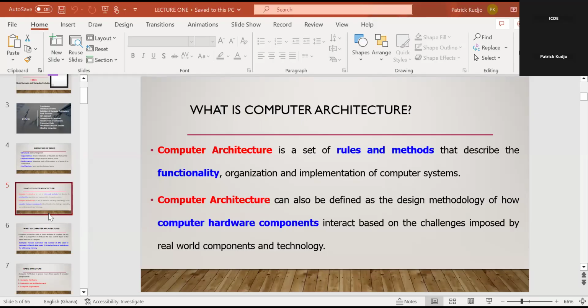Based on the challenges imposed by real-world components and technology.